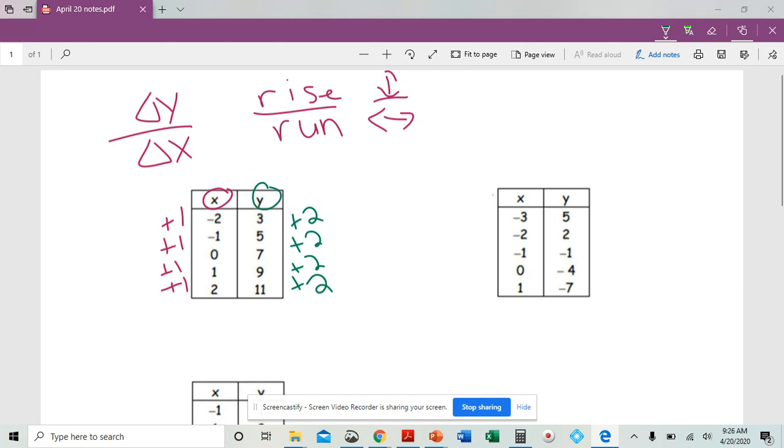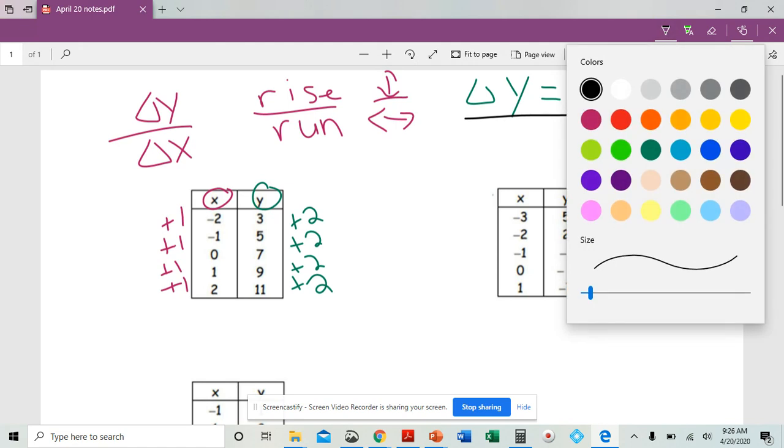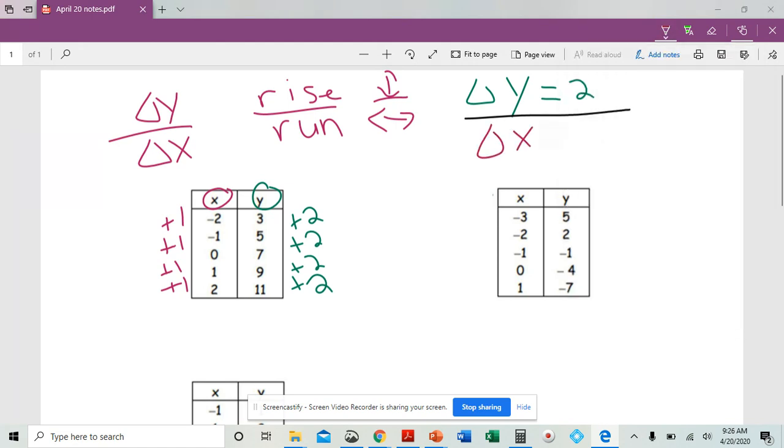So how did our y's change? What was our change in y? Our change in y is 2. Now what's our change in x? 1. 2 divided by 1, that means that our slope right here is going to equal 2 over 1, which equals 2. It's that simple. All you need to do is figure out what's going on in the x column, what's going on in the y column, and set them up in the proper ratio of change in y over x. Remember, your y needs to go first.